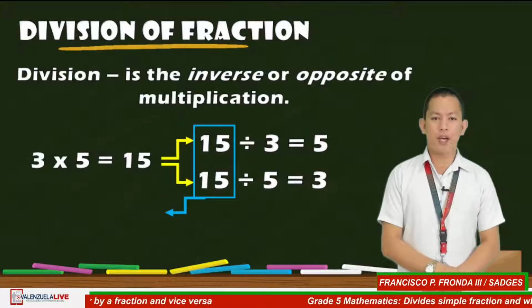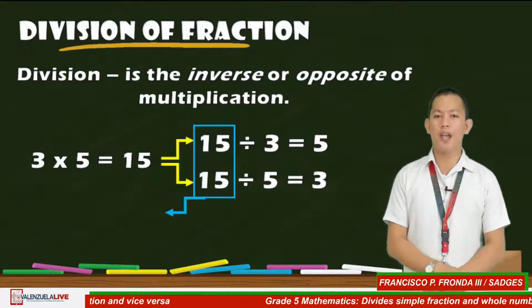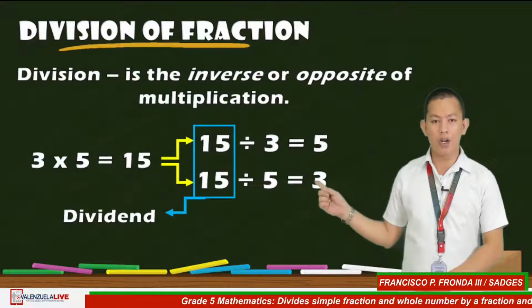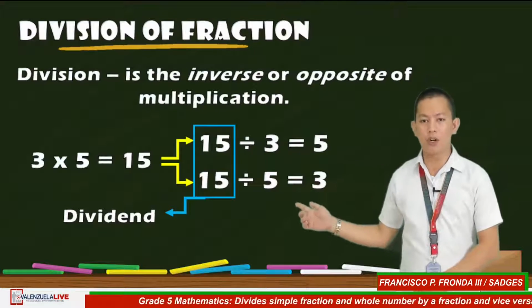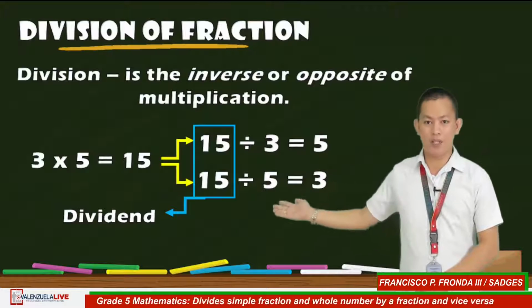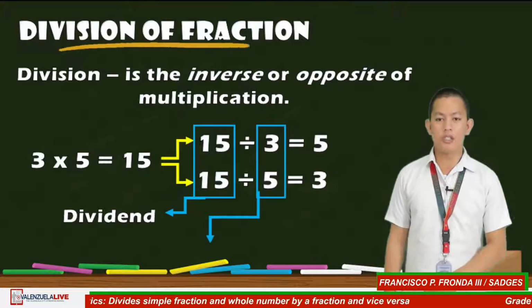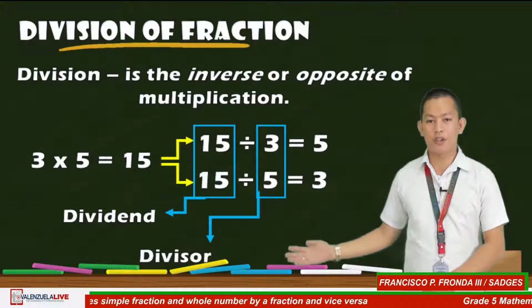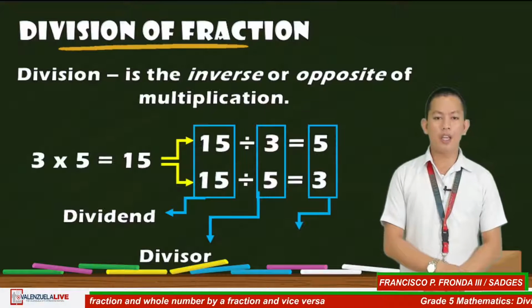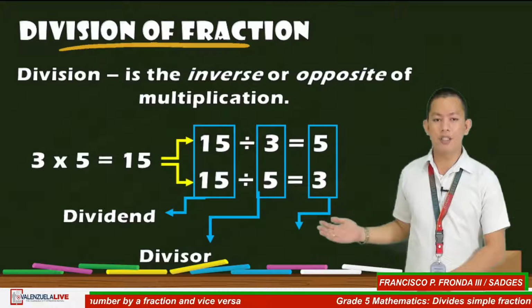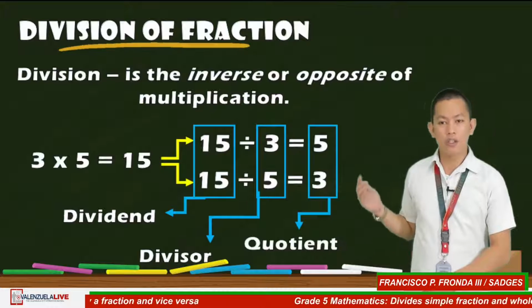Now, let's identify the three basic parts when dividing numbers. The number to the left of the division symbol is our dividend. Then, the number to the right of the division symbol is called the divisor. And after the equal sign, the result when we divide the dividend by the divisor is called the quotient.